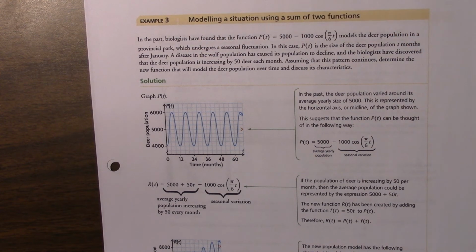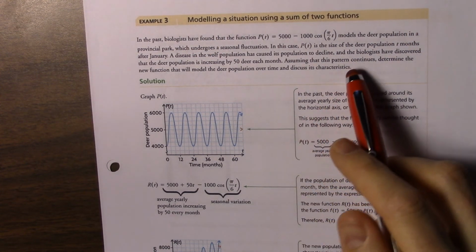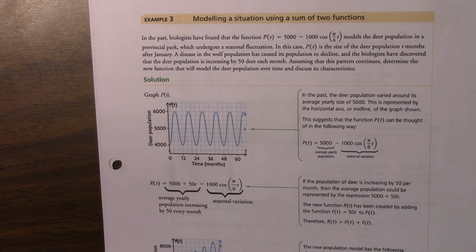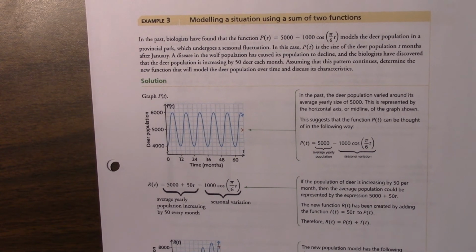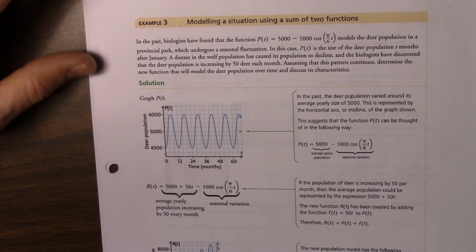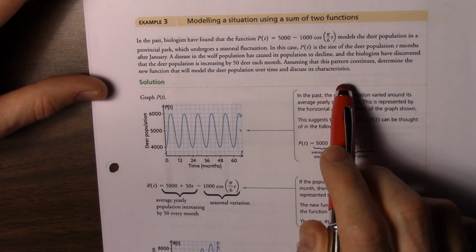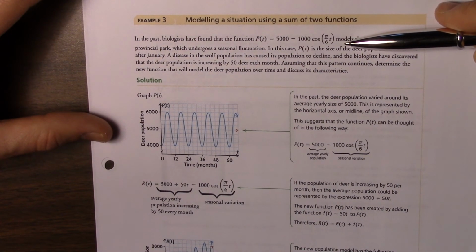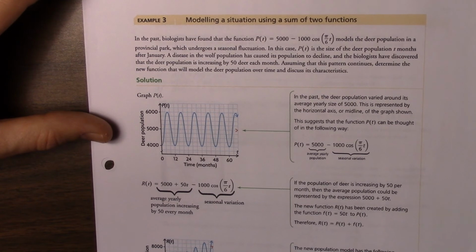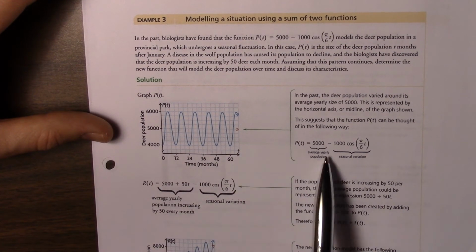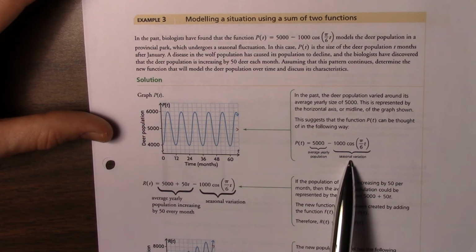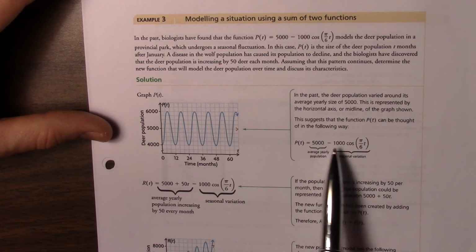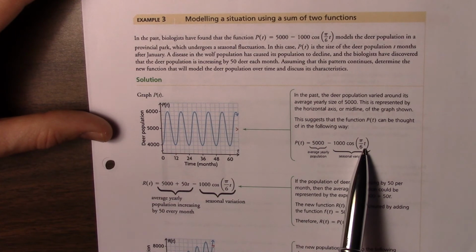A disease in the wolf population has caused its population to decline, and the biologists have discovered that the deer population is increasing by 50 deer each month. Assuming that this pattern continues, determine the new function that will model the deer population over time and discuss its characteristics. So essentially the first step we want to do is graph this function. Okay, so we have this graph here. That's our average yearly population minus our seasonal variation. So we have a linear function minus a sinusoidal function.